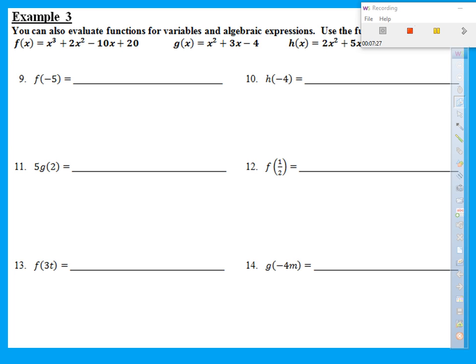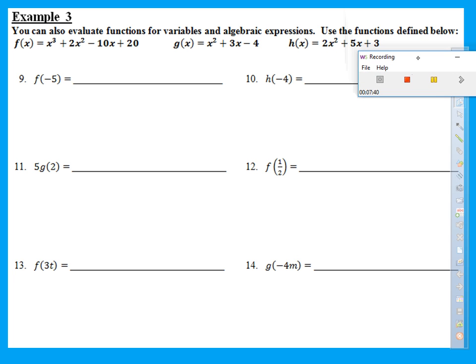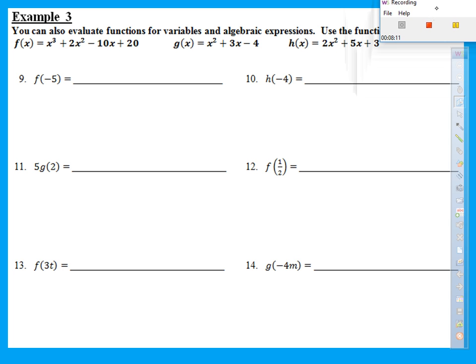Now, we have done this next part before, but now we just got to make it a little tougher. Imagine that. Now, notice what we have going on here. I moved my little recording icon. You have 3 functions that we're dealing with. One function we're going to call f of x, and it's x cubed plus 2x squared minus 10x plus 20. There's a totally different function called g of x, which is x squared plus 3x minus 4. And then we have a third one called h of x, which is 2x squared plus 5x plus 3. Now, we've done these before, but like I said, we're just going to beef it up a little bit.